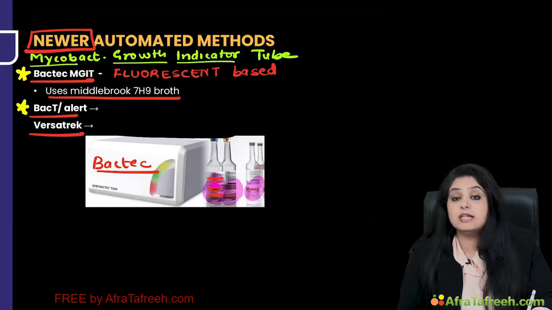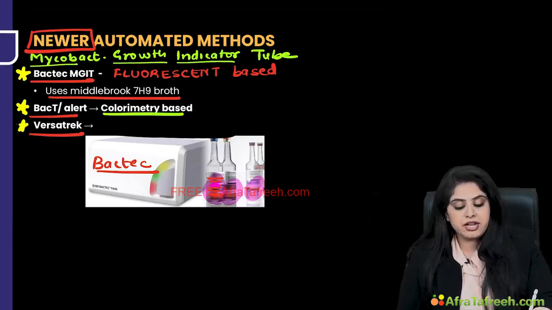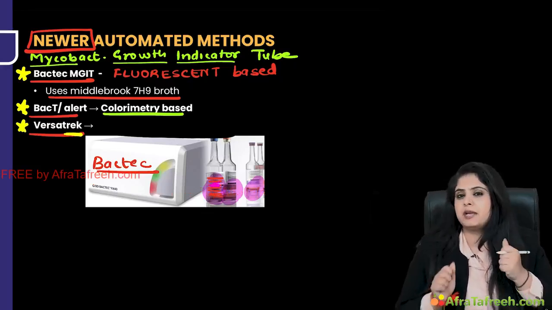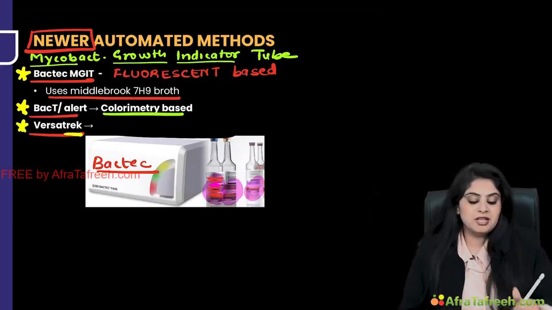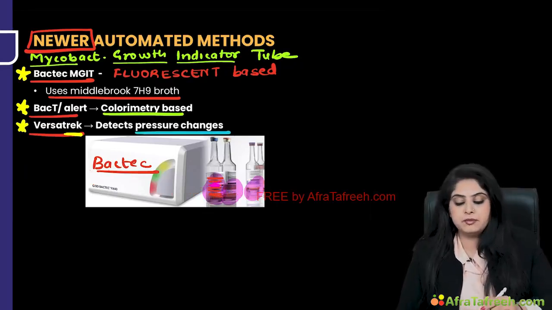What is with Bacti alert? How am I going to get the alert? It is going to be by color change. Alert by color change. It is colorimetry based. Finally, we come to Versa Trek. To go trekking, you have to apply a lot of pressure and stamina. So Versa Trek is going to be a pressure change detection method. So simple.